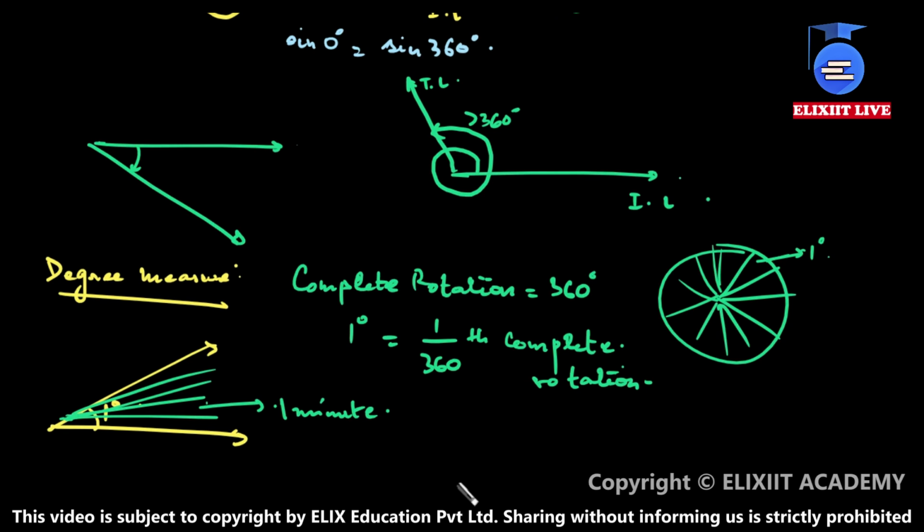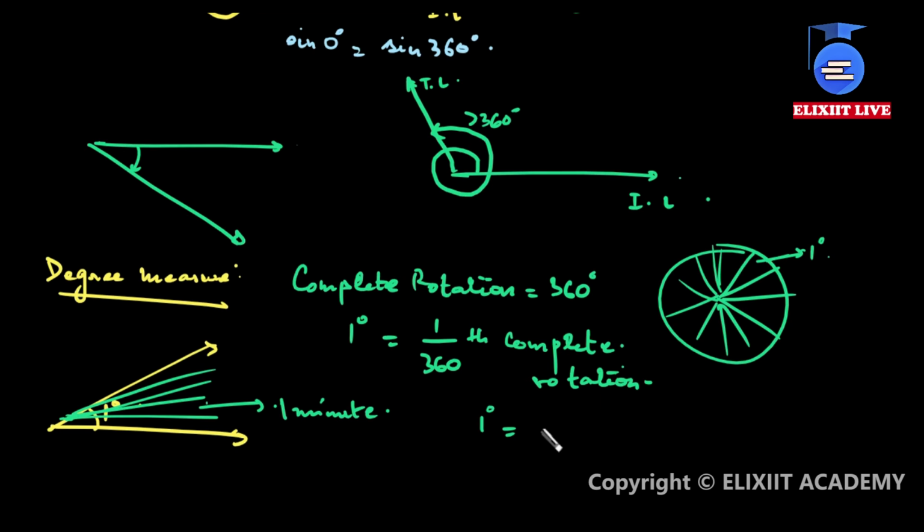So what is the relation we are getting from here? In terms of degree measure, 1 degree is considered to be 60 minutes. And these were further divided into seconds, like 1 minute is 60 seconds. These are some relations you need to know: 1 degree is 60 minutes and 1 minute is 60 seconds.